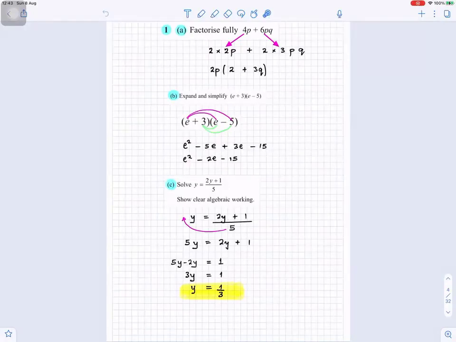Part C, solve y equals 2y plus 1 over 5. Show clear algebraic working. Divide by 5 goes to the left, it becomes times 5. So 5 times y equals 2y plus 1. We minus 2y from both sides. So 5y minus 2y will be equal to 1. So 5y minus 2y is 3y, equals 1. Times 3 goes to the right, it becomes divided by 3. So y equals 1 over 3.